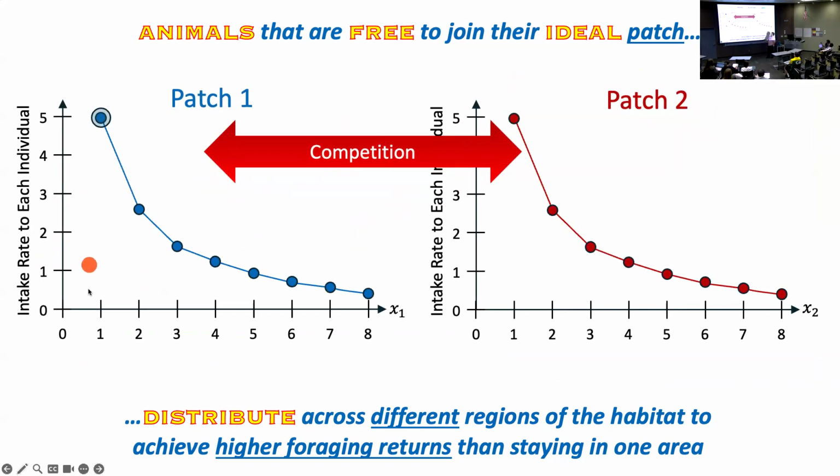So now I've got intake rate to each individual on the y-axis and the number of individuals in those patches on the x-axis. The idea here is, let's say it's ducks on a pond, and you're throwing in 5 breadcrumbs per minute, not paying attention to how many ducks are there. Then one duck, sitting in front of you catching them, is going to eat at 5 breadcrumbs a minute.